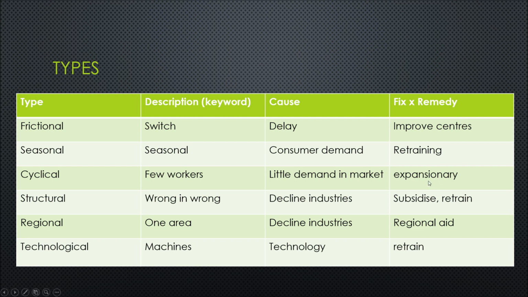And also the expansionary monetary policy, which is when you decrease interest rates. This would therefore encourage more and more firms and individuals to borrow more. Therefore, they would spend more, creating more jobs, and so on. There's the link too. Next one is structural, and this is when they have wrong skills in the wrong workplace.